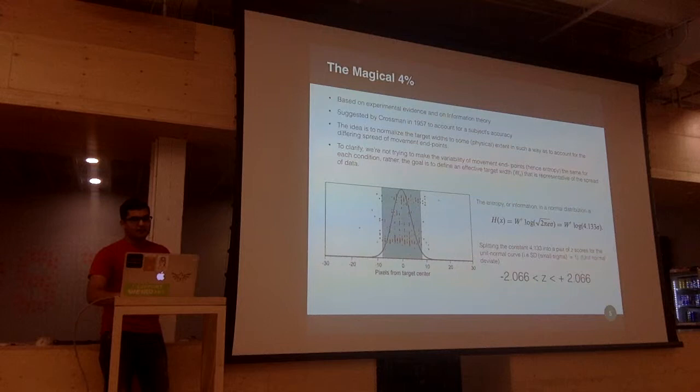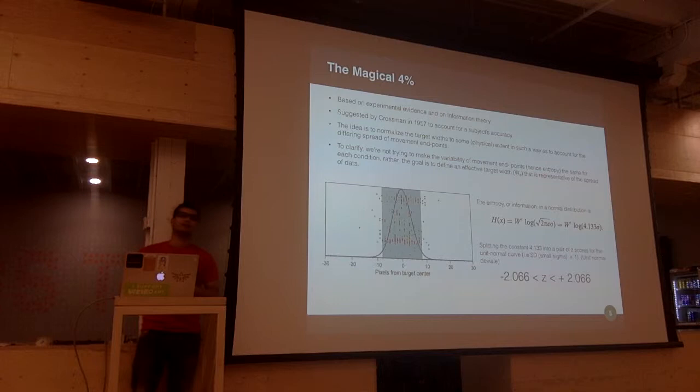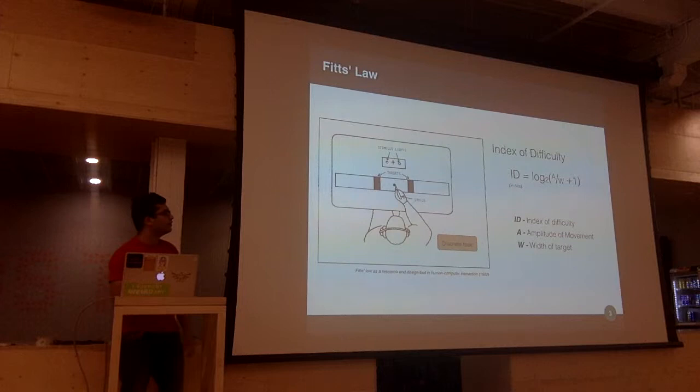So just to be clear, the amplitude is the user's movement. Okay, so like the position at a given point in time, or like how far they need to go.